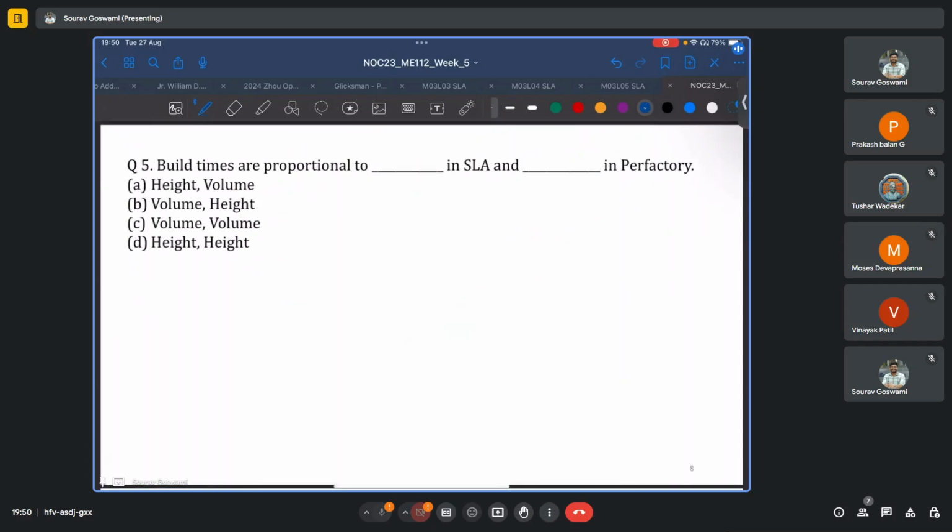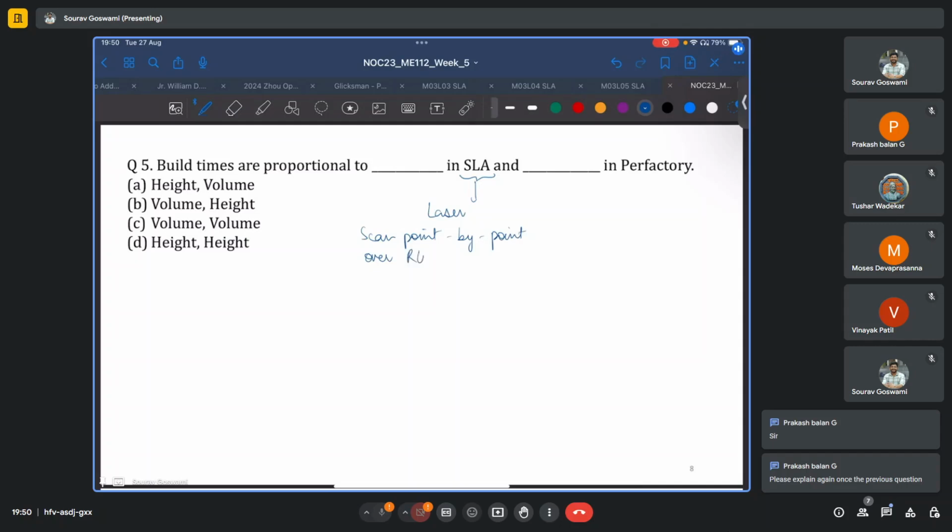Question 5 is asking us that build times are proportional to some quantity or some parameter in SLA and some parameter in Perfactory. What are those parameters? And we see that all the options consist of height, volume, or a combination of the two. Now, as we discussed in SLA, you use a laser as the energy source, and thus you scan point by point over the entire region of interest, in one slice, of course, and then there are multiple number of slices.